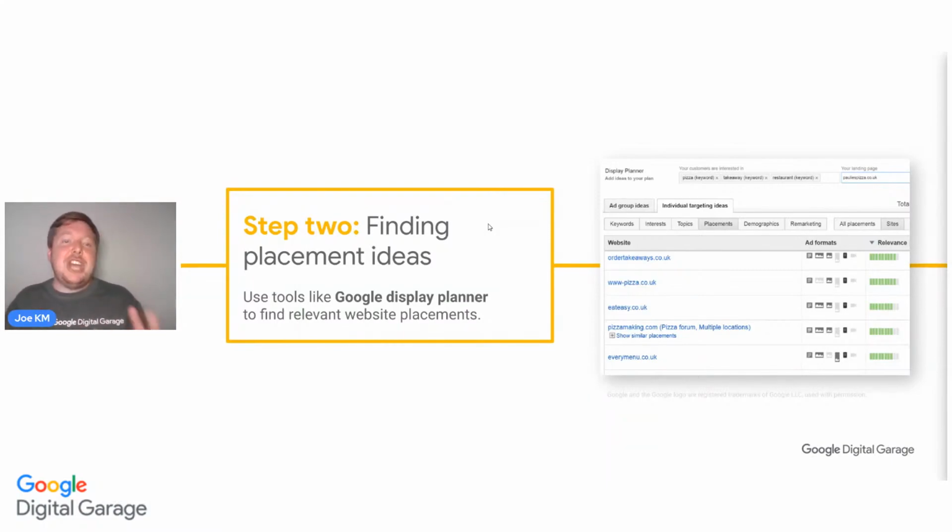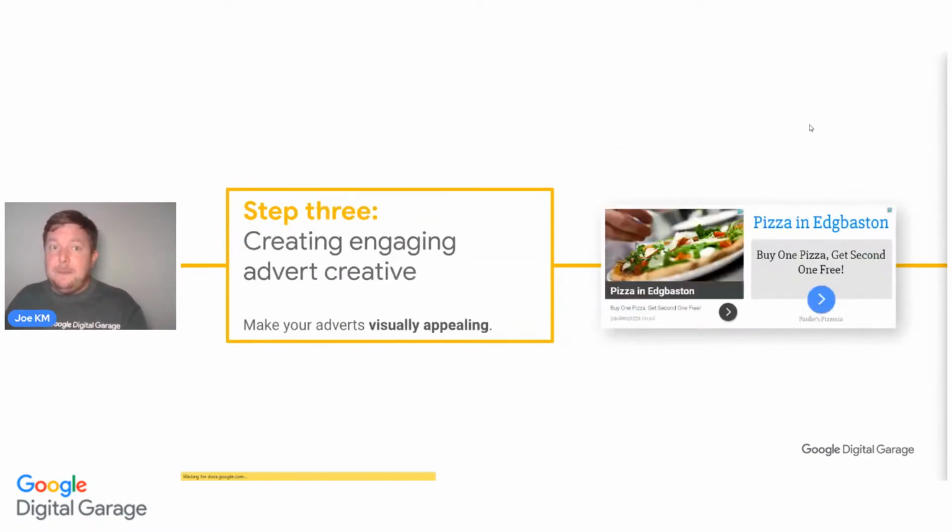You have to consider each ad type, but the display planner lets you do this. So you choose which websites you want to be on because you know where they're going. Then you create an engaging advert. So here: pizza in Edgbaston, buy one, get one, second one free. Pizza in Edgbaston. A nice little button. They can click on that and go to Paulie's Pizza.